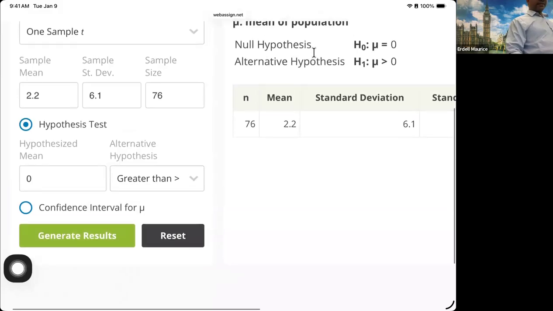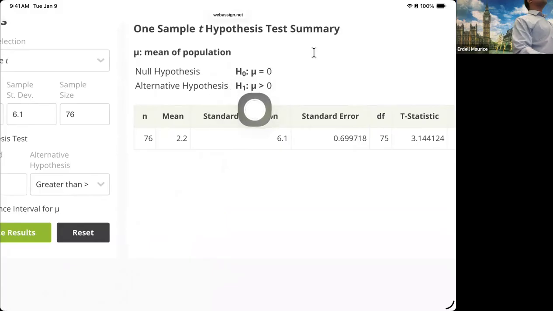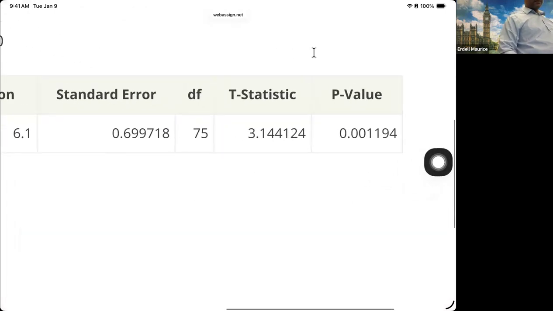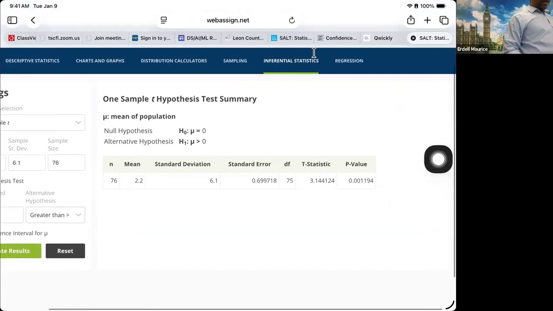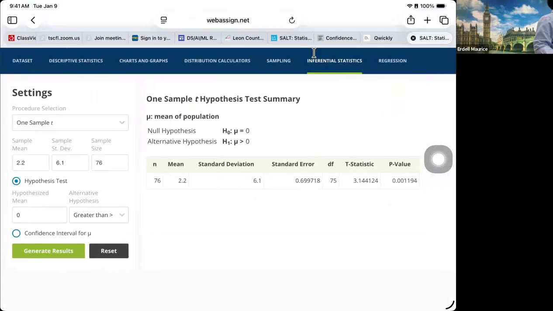So I hit generate results right here. It ran the test. Double check that your null and your alternate hypotheses are correct, because if they're not, it's going to throw the whole thing off. And then all you need is the p-value, which is 0.001194. Let me say that's really small. That's 0.1%. Move the decimal point twice. Right? Move the decimal point twice. And so, do we reject the null or do we fail to reject the null?